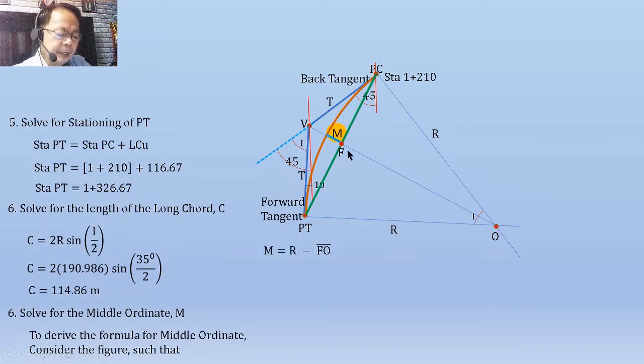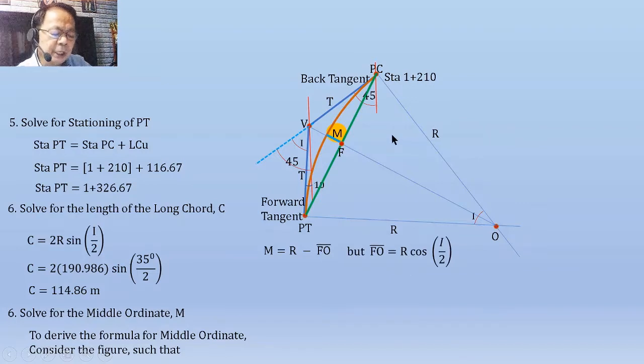And from there, we can see that this middle ordinate is actually the difference between this radius minus the distance from F to O. So in here, our middle ordinate is actually our radius minus the line segment FO. But what is this F sub O equal to?